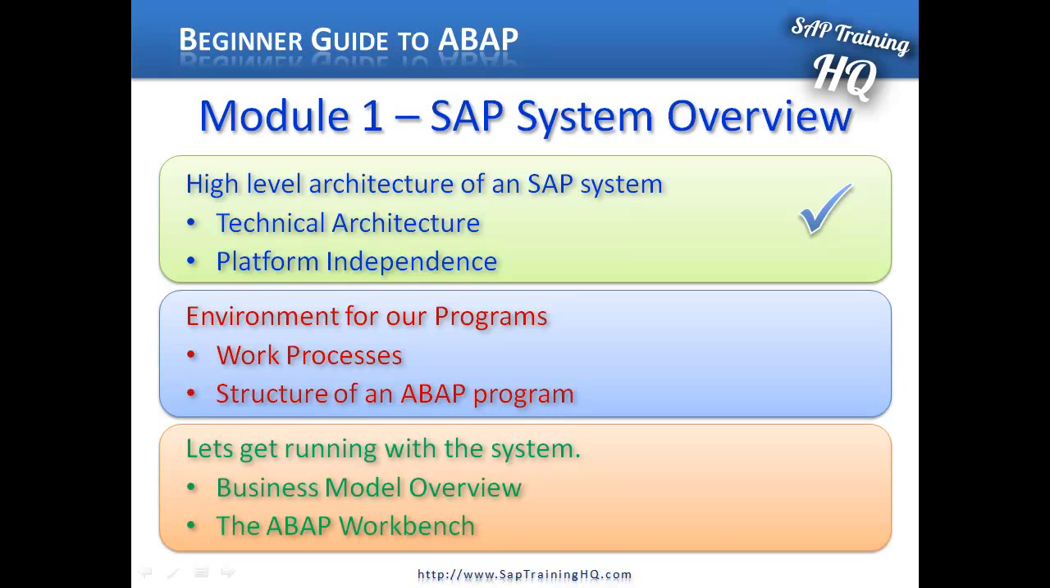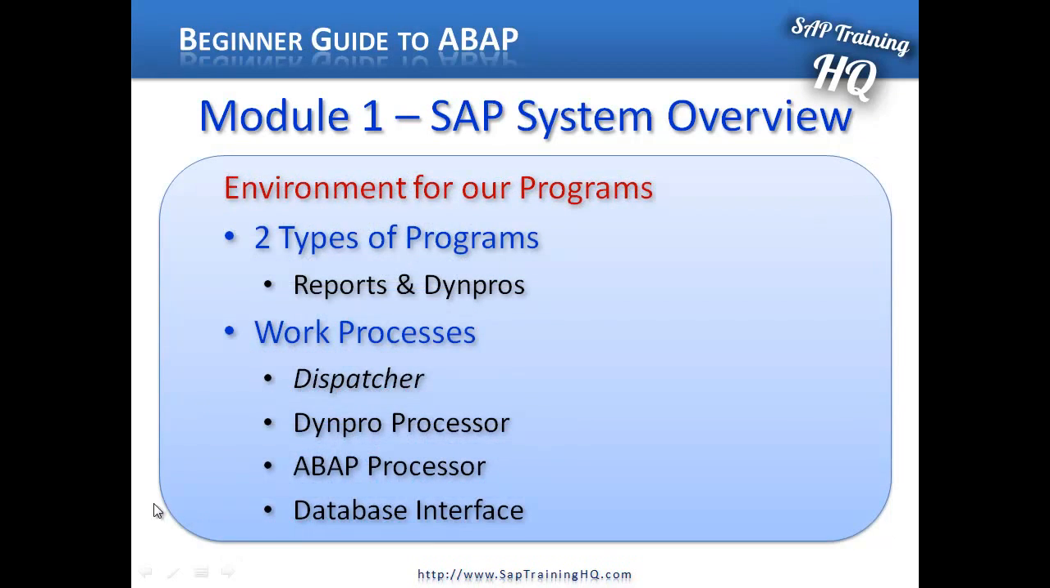Now let's move on and have a look at the environment our program's running in. We're going to discuss the work processes and then we'll move on to the structure of an ABAP program. Within an SAP system, or at least what we're looking at, we have two types of programs. We have reports and we have dynpros.